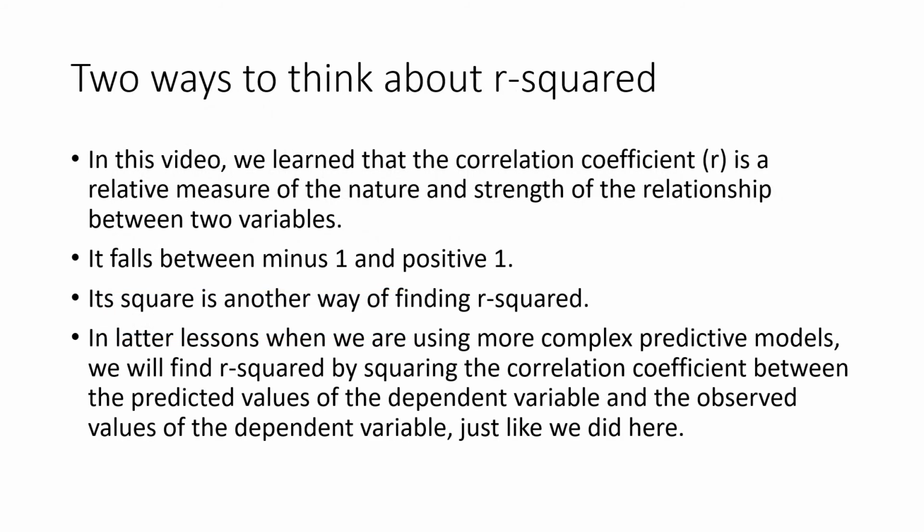In this video, we learned that the correlation coefficient is a relative measure of the nature and strength of the relationship between two variables. It always falls between -1 and +1, and its squared value is another way of finding r squared. In later lessons, when we're using more complex predictive models, we will find r squared by squaring the correlation coefficient between the predicted values of the dependent variable and the observed values of the dependent variable, just like we did here. That's a quick look at the coefficient of determination.